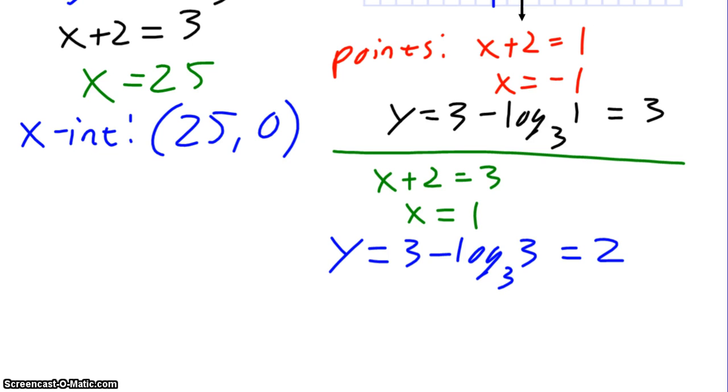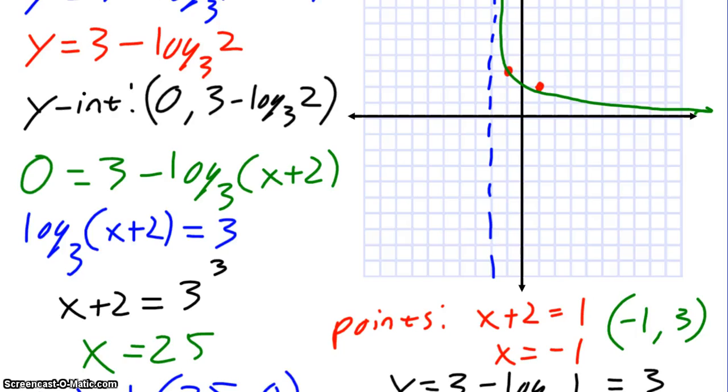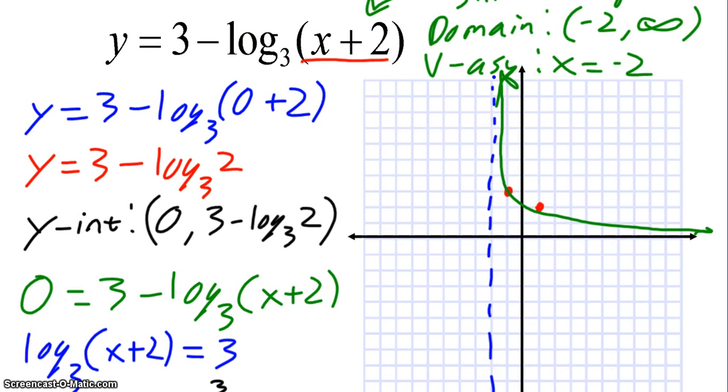I first set x plus 2 equal to 1, and I solved for x. I got x equals negative 1, and then I plugged that back in. So if I plug that into my equation, I get y equals 3. So I know then that I had the point negative 1, 3. And down here, I set x plus 2 equal to 3, and I solved for x, and I got x equals 1. So then the y value is 2. So I know I have the point 1, 2. So those are the 2 points that I can find. And so that's what you see that I've plotted on the curve, and then my graph is going to look like this.